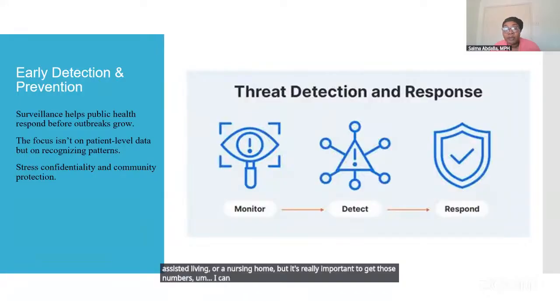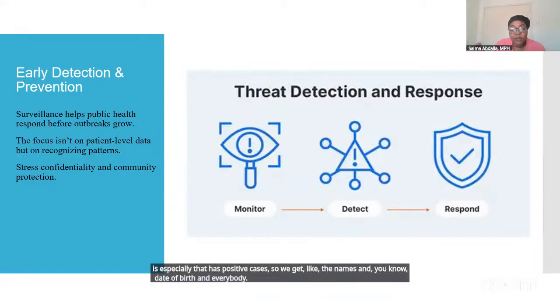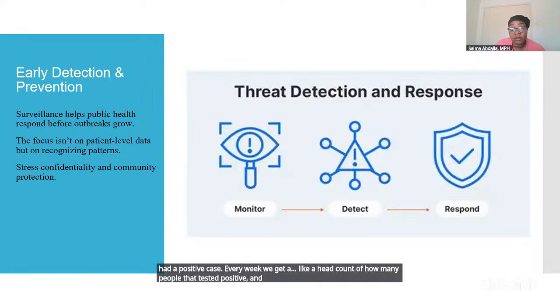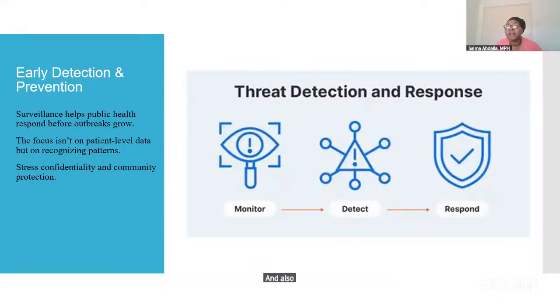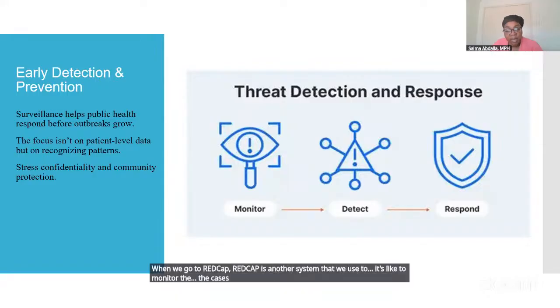I can remember every week we had to get a line list. A line list is pretty much a spreadsheet that has positive cases. So we get the names and dates of birth of everybody that had a positive case. Every week we get a head count of how many people tested positive, and we get their symptoms and all their information, and also whether they have been vaccinated for COVID. And it would be our job to go to REDCap, which is another system that we use to monitor the cases, to make sure the cases are counted properly.